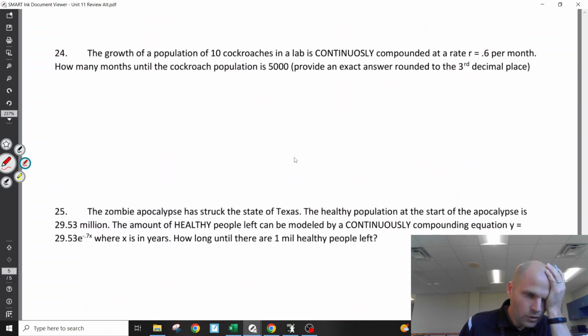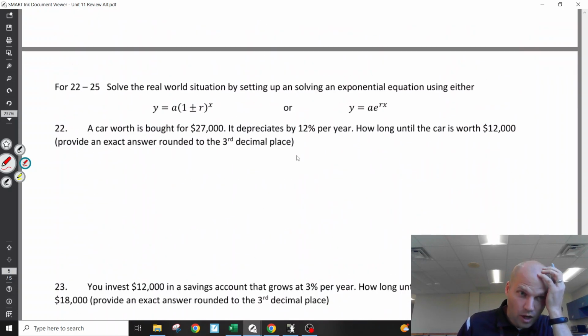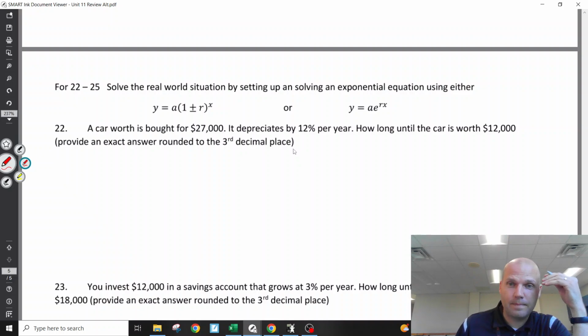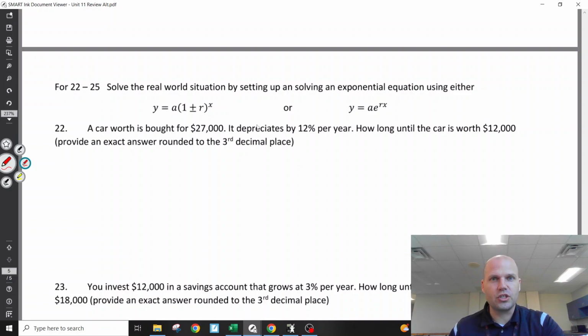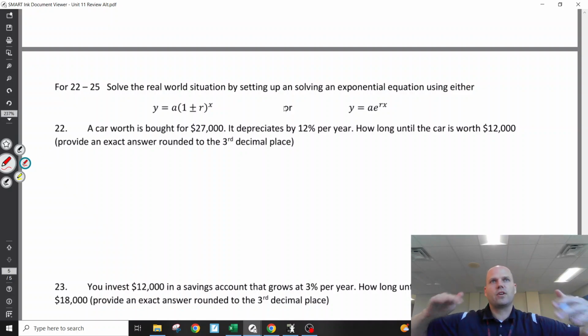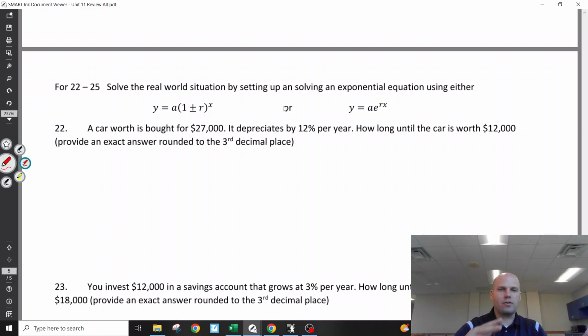Okay, last 5 questions. 4 questions is when we solve real world situations. Remember last unit, real world exponential situations? Now we're going to find the same answers just without using Desmos. We have to understand that this is like our normal situation and this was our continuously compounding situation.